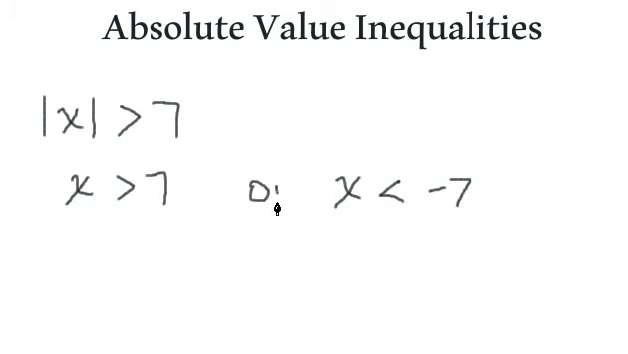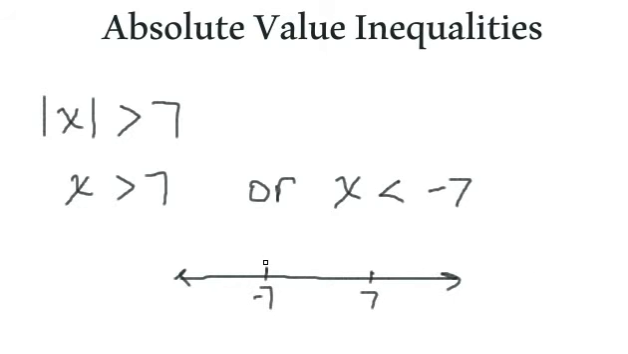Whoops. Forgot and left the R off. So our solution is x is greater than 7 or x is less than negative 7. So now, so we can get a visual on this, I'm going to draw a number line. Let's put negative 7 here, and we'll put 7 over here.